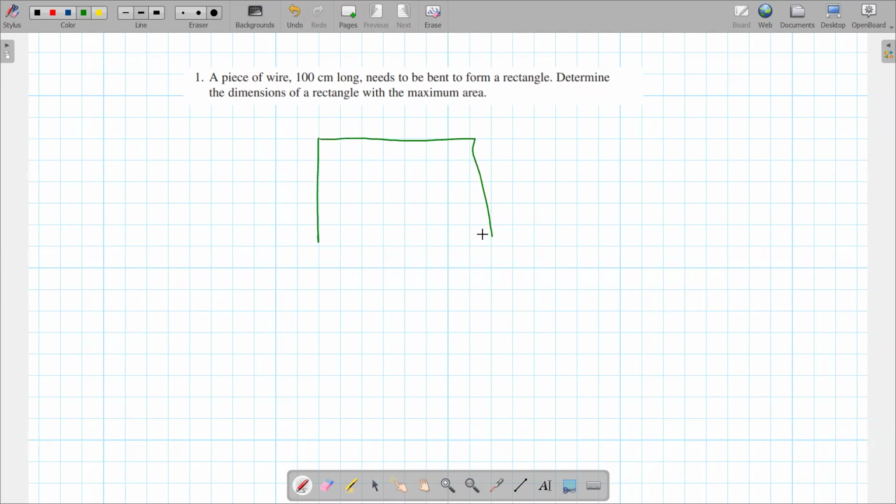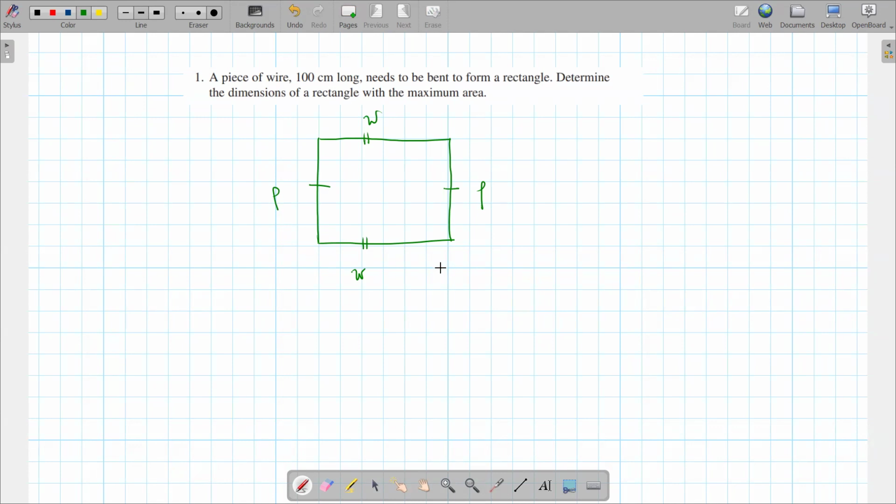Okay, so let's say this is our rectangle. We don't know what the length is, let's say it's L. We don't know what the width is, let's say it's W. You have 100 centimeters of wire to work with. What's the perimeter of this rectangle in terms of L and W?